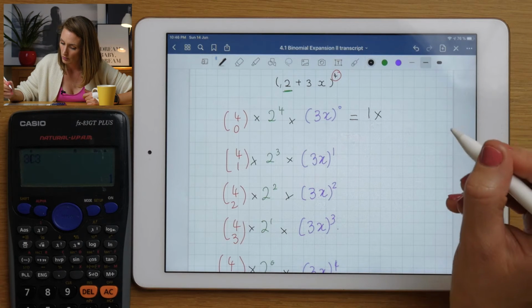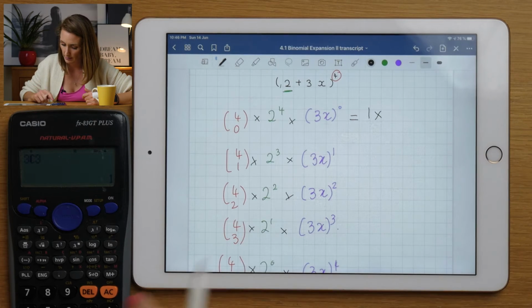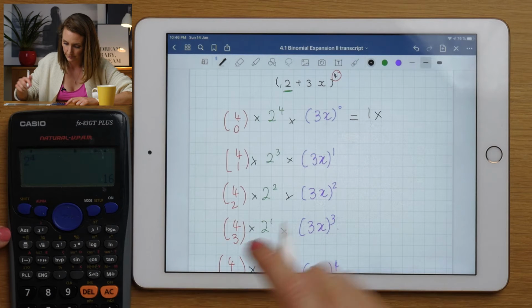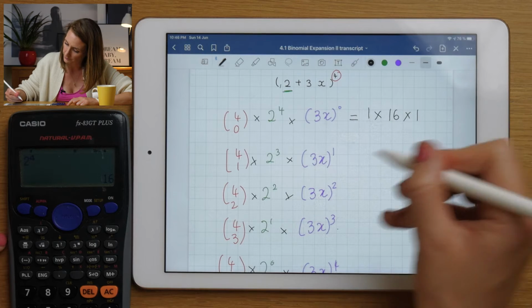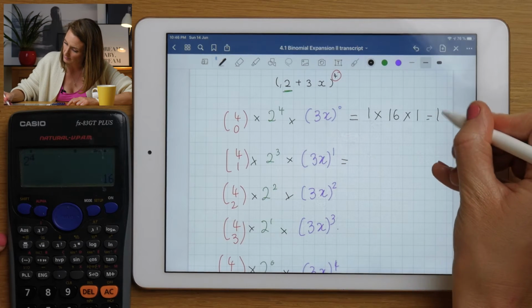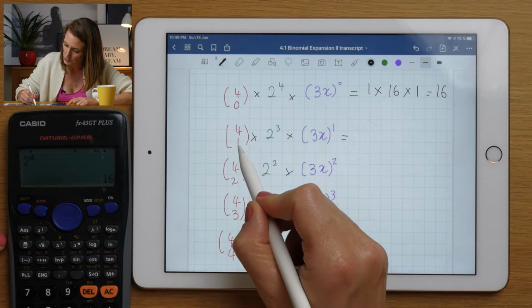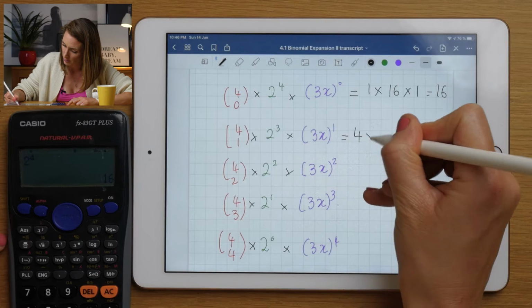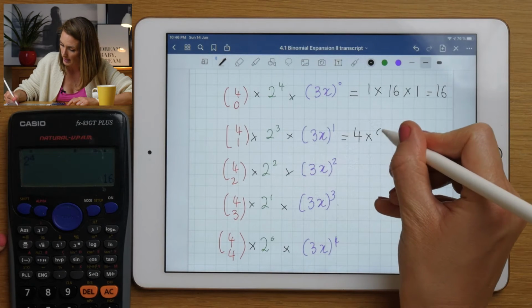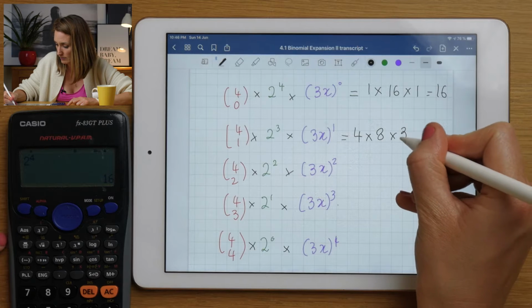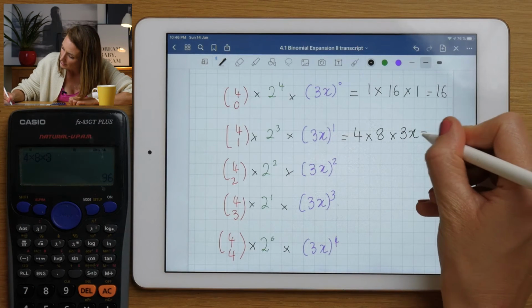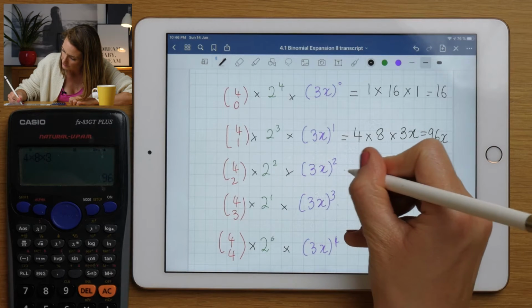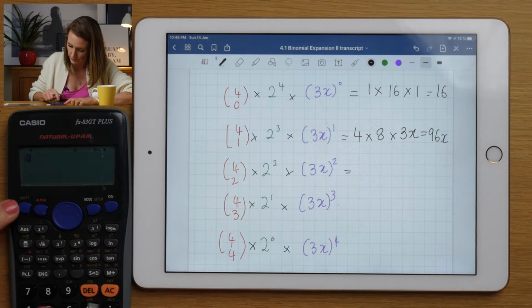So 2 to the 4 is going to be 16. Anything power 0 is going to be 1. So that's going to end up being 16. Now here, 4 choose 1 is going to be 4. 2 power 3 is going to be 8 times 3x. So 4 times 8 times 3. So you're going to have 96x.